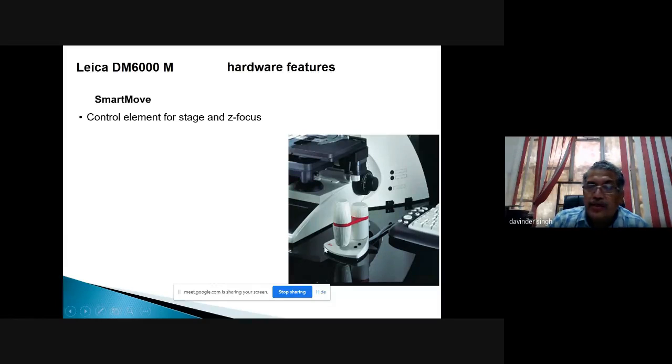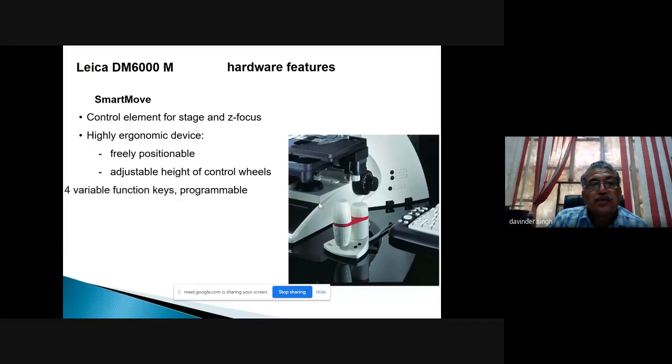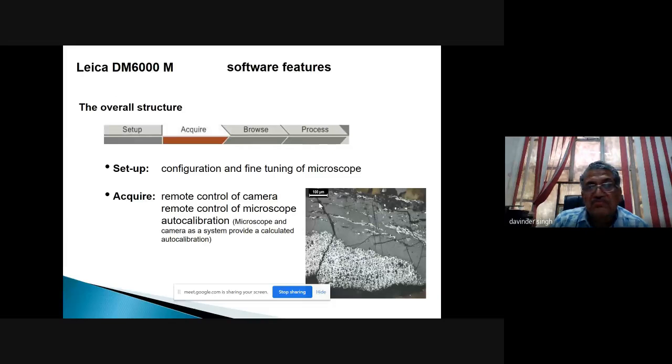Another important concept with this microscope is the smart move. The smart move means you can do continuous movement in the XY direction and Z direction. The accuracy of the movement is around 1 micron on the X and Y direction. So the controlling of the picture is also very accurate, up to the micron level in this microscope. These are just some of the concepts of the image and how you acquire the image.